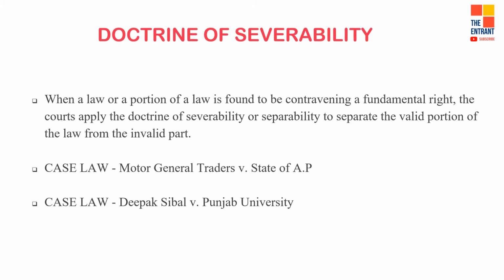This has been held through the case of Deepak Sibal versus Punjab University, where it transpired that if the valid and invalid portions are very intricately mixed up and are almost inseparable, then the invalidity of a certain portion will lead to striking down the complete law entirely. We also have to keep in mind that even when those provisions which are valid are distinct and separate from those which are invalid, if they all form part of a single scheme meant to be operated as a whole, then the invalidity of that part will result in failure of the whole provision.